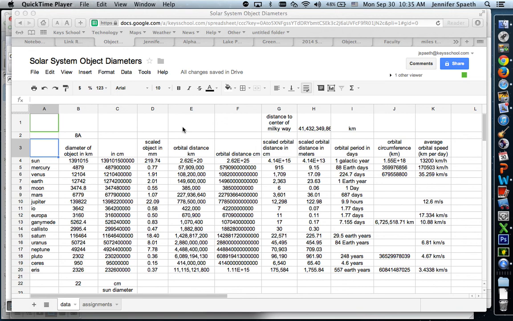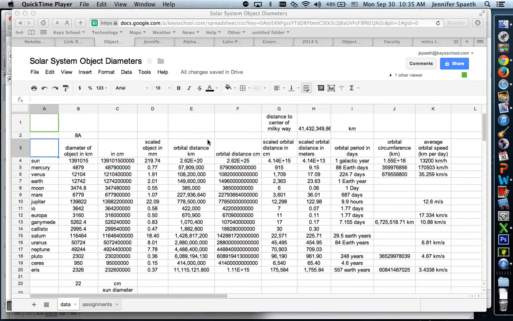Get started figuring out how to analyze planet speed in relation to distance from the sun. So I'm going to show you kind of what we're going to work on first.